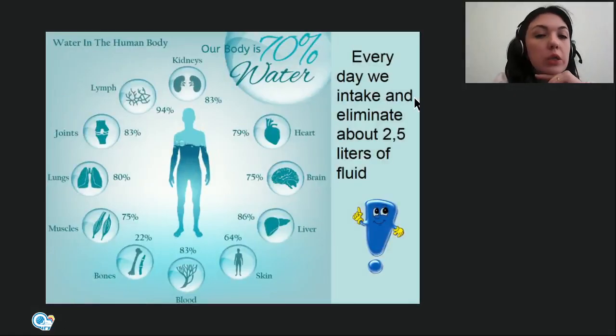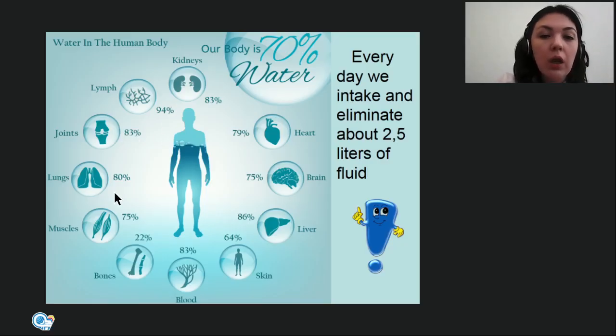So now let's say a few words about physiology. Actually, why is the urinary system so important? Our body, 70% of our body is water, it is liquid. Some organs contain a larger amount of liquid, for example, lymph 94%, joints 83%, lungs 80%. Some tissues contain less liquid, like bones, only 22%, skin 64%. But on average, it is a very large amount.